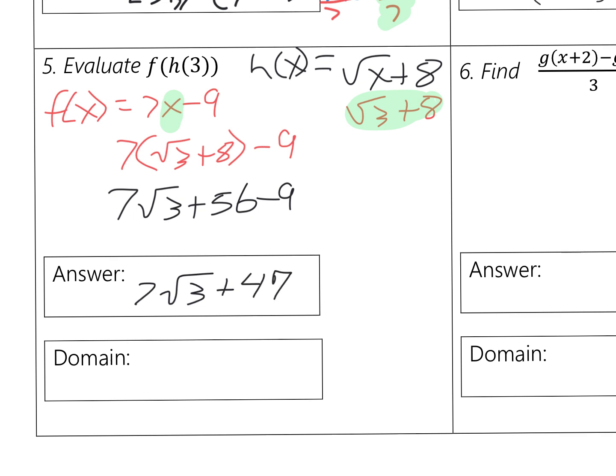And then when you consider the domain restriction of this one, now this is a little odd. There's no real domain restriction here because there is no x. But if we think about the original h of x function, h of x has a square root in it. So we could consider the fact that x has to be greater than or equal to 0. So we could write that as our domain restriction. And again, in interval notation, that would be 0 to infinity.